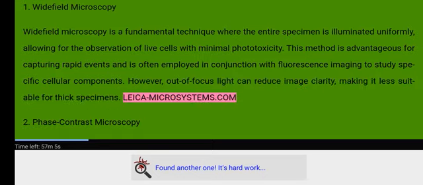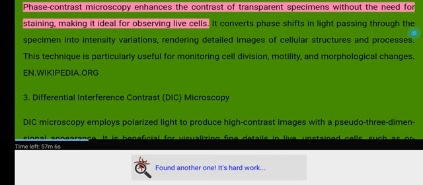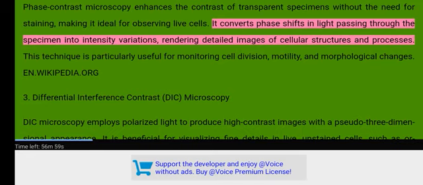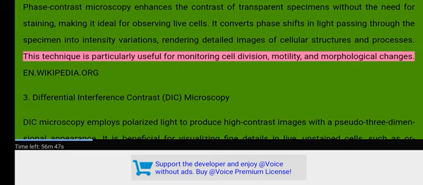2. Phase contrast microscopy. Phase contrast microscopy enhances the contrast of transparent specimens without the need for staining, making it ideal for observing live cells. It converts phase shifts in light passing through the specimen into intensity variations, rendering detailed images of cellular structures and processes. This technique is particularly useful for monitoring cell division, motility, and morphological changes.